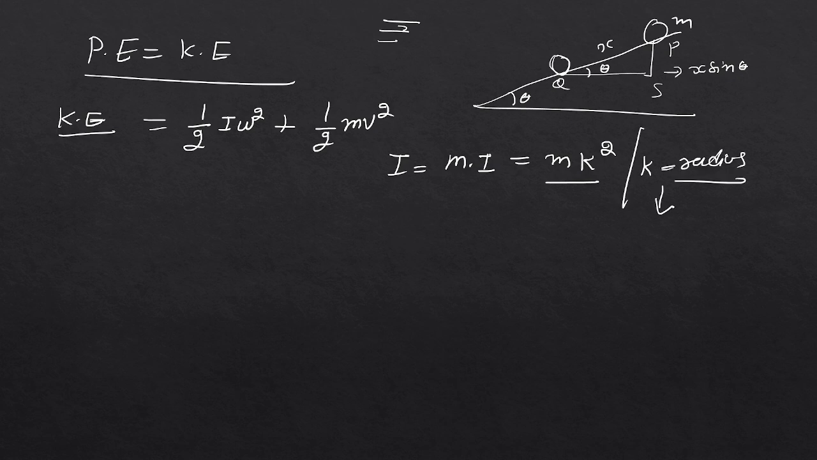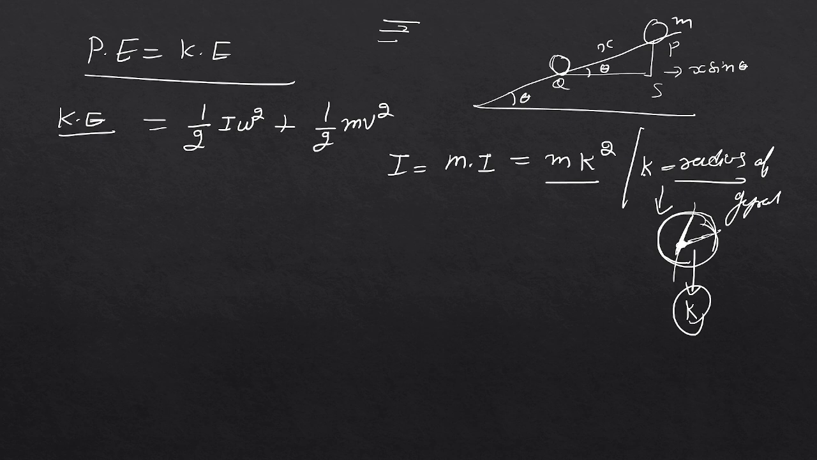Radius of gyration means the distance from the center of mass. You know that every body has a center of mass, and the average distance from that center of mass, that axis, to the outer particles is called k. K means radius of gyration.